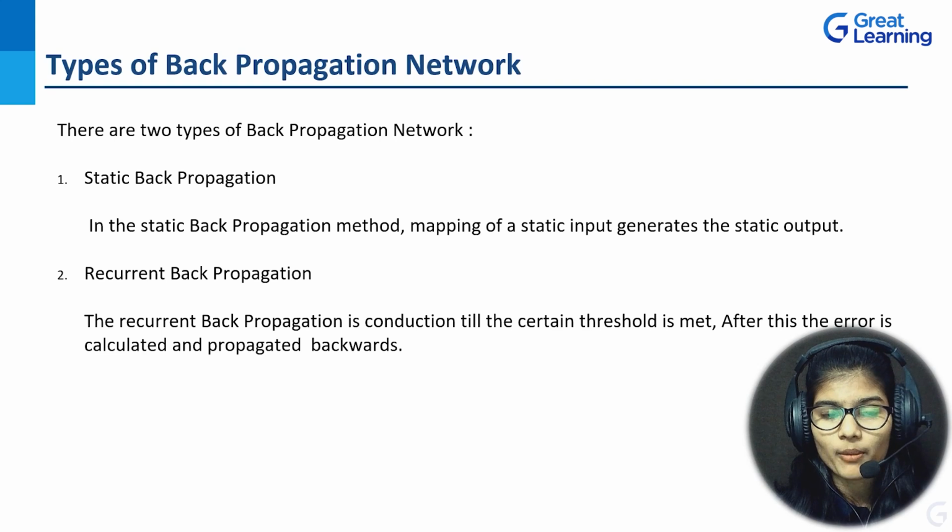And in recurrent back propagation, what happens? In recurrent back propagation, conduction continues until a certain threshold is met, and after this the error is calculated and propagated backwards. This is what happens in the types of back propagation network. So hope I am very clear on what the types of back propagation are, what these types mean, and what they do. Let's move forward with the next topic.